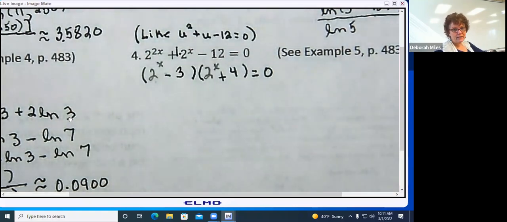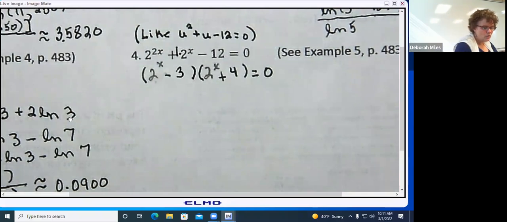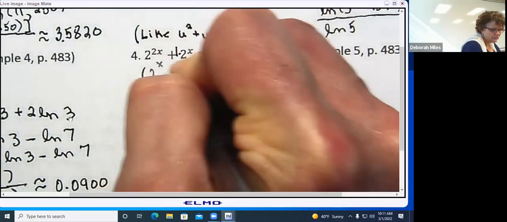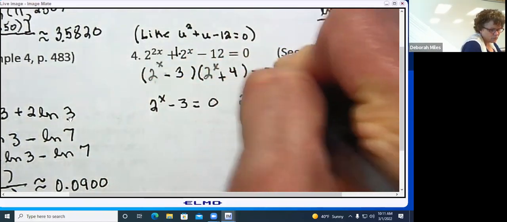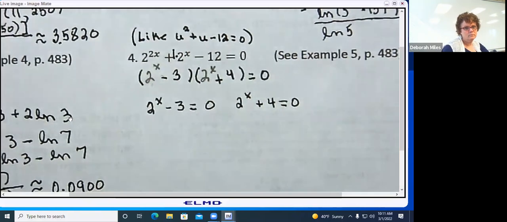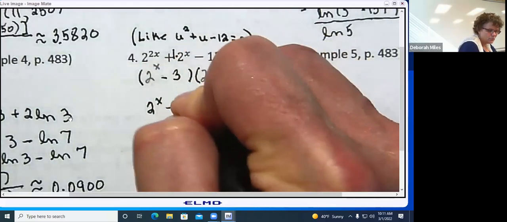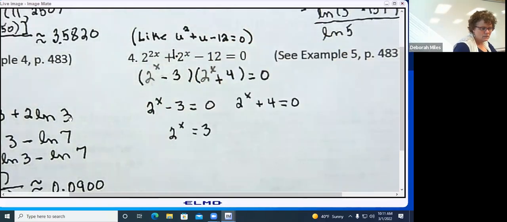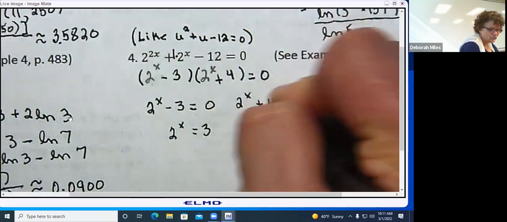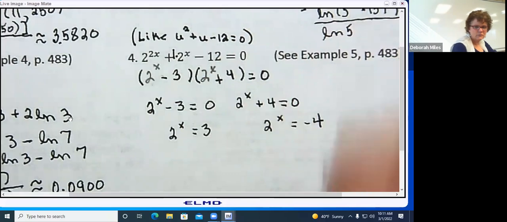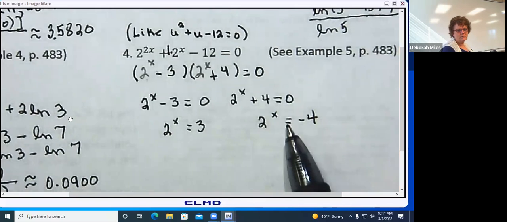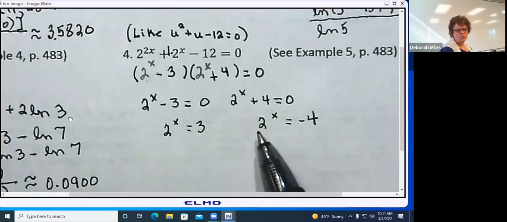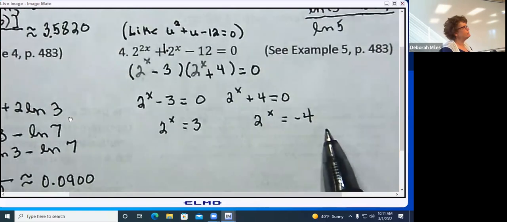If I have 2 factors multiplied to give me 0, then either the first factor has to be 0 or the second factor has to be 0. The first one, just add 3 to both sides. Second one, subtract 4 from both sides. And what do you already know about this equation on the right? What power of 2 would give you -4?